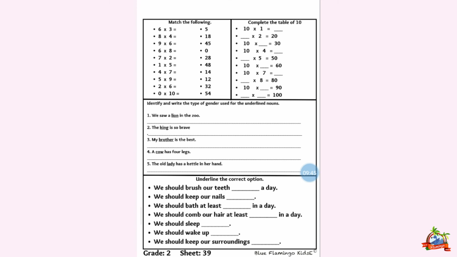We should keep our nails trim or short. हमें अपने nails छोटे या फिर trimmed रखने चाहिए. We should bath at least once in a day. दिन में एक बार तो हमें कम से कम नहाना ही चाहिए. Once, once in a day. We should comb our hair at least once in a day. दिन में कम से कम एक बार तो हमें अपने hairs को comb करना ही चाहिए. At least once in a day.